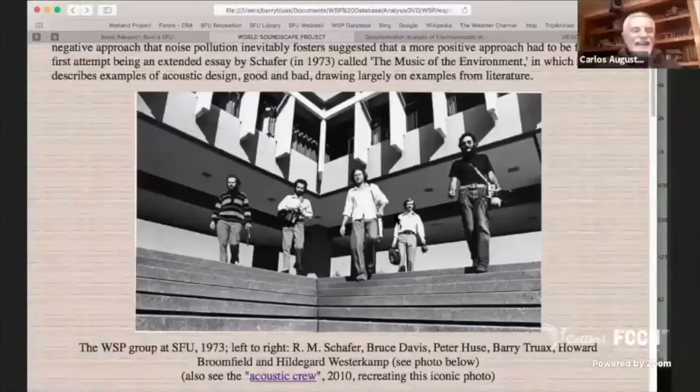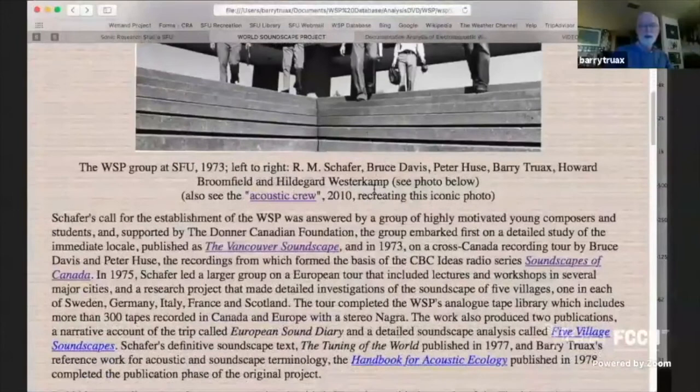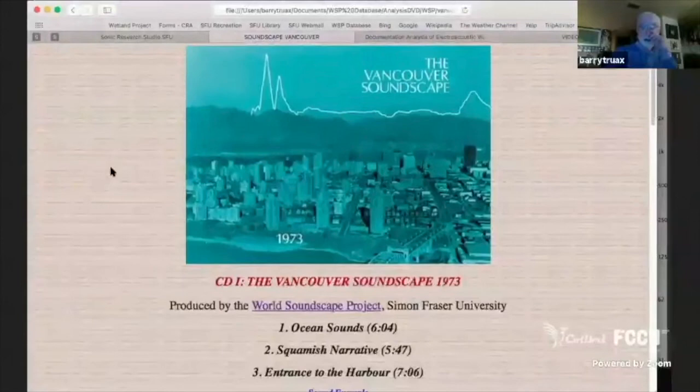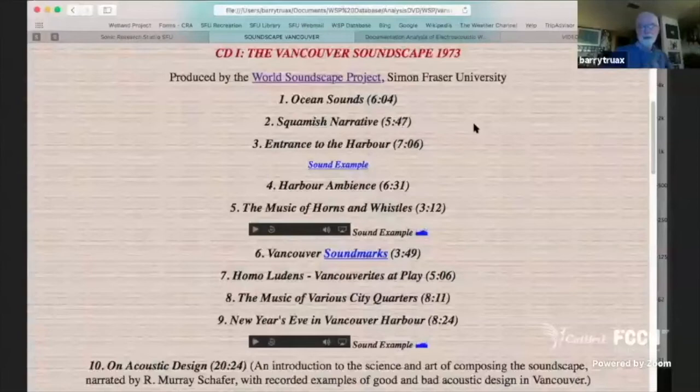It's a cultural change. But I regard this as, of course, a wonderful legacy that has come out of this work. And Hildegard Westerkamp, there's a photo further on this page. This is the introductory page for most of the WSP documentation online. Very briefly, the initial recordings that were done in Vancouver in '71 to '73 were done completely collectively by the group, not individually authored. We just worked collectively because we were all research assistants working in the Sonic Research Studio.